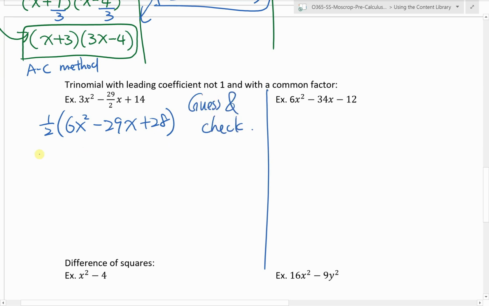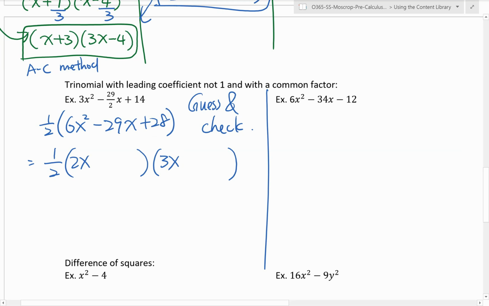Okay, so I still have 1/2. Now I'm going to guess and check. Now 6, two combinations, either 1 times 6 or 2 times 3. I have a gut feeling. I think it's 2 times 3. Okay, I don't know actually. Again, that's just guess and check. Okay, you try that first, see how it goes. If it doesn't look right, then you try 1 and 6.